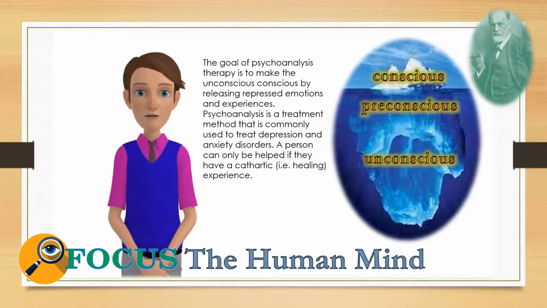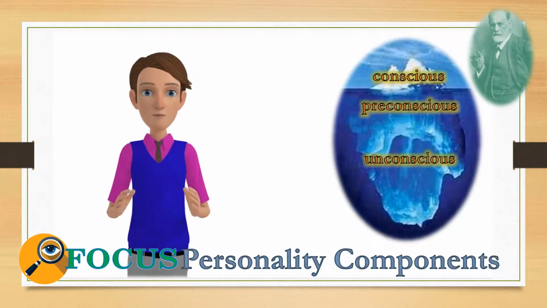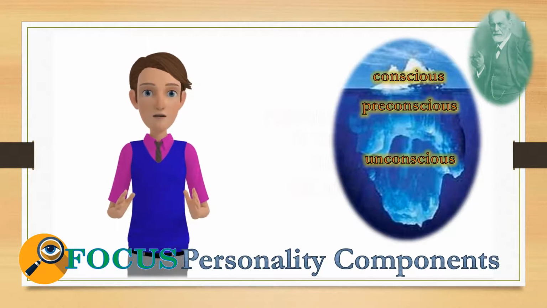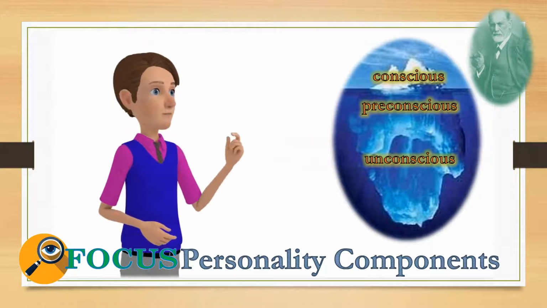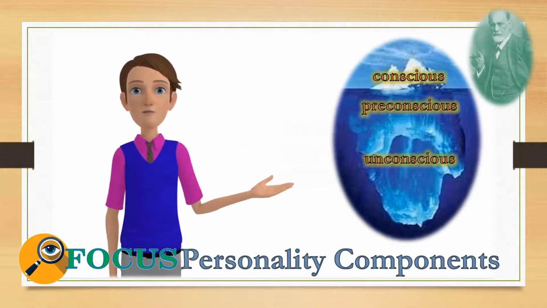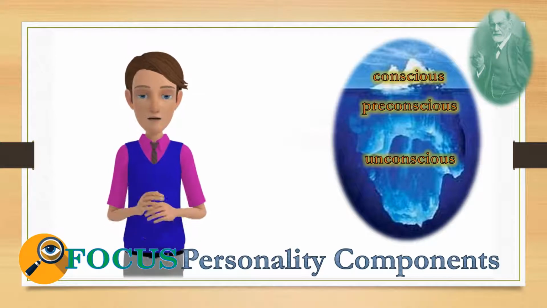A person can only be helped if they have a cathartic, for example healing, experience, and personality that interact to form its substance. These are the id, the ego, and the superego. These Freudian personality types form the foundation of human thoughts and emotions, emerging from the mind through psychoanalytic therapy and drawing on the person's expression of repressed past experiences.